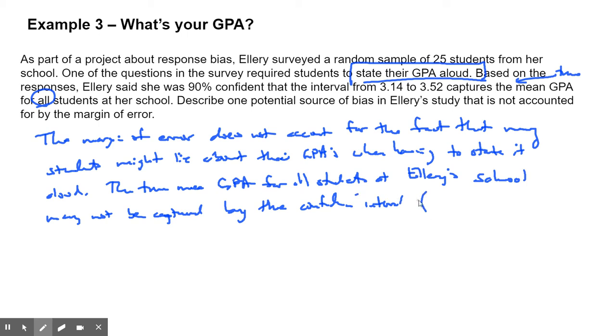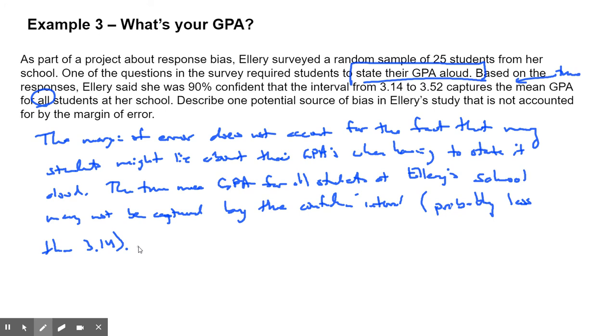And then I will actually mention a direction. Because I think people would lie on the high side, I think those GPAs are inflated. I think that the actual GPA is probably less than 3.14. Because they had to say it out loud, they probably lied. They probably added a couple of decimals to their GPA, which means the true value is probably less. And notice we say "may not be captured" because it still might be in there.